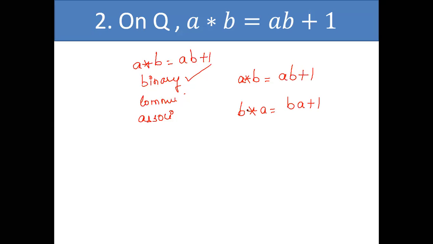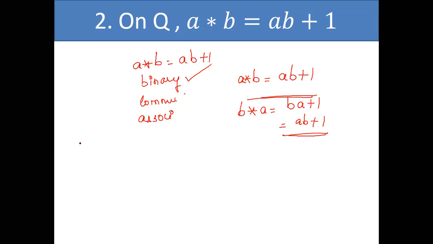Just you can see there is a replacement. That's it. So b star a is ba plus 1. So I can write ba as ab as well. Correct? Because rational numbers satisfy the commutative property of multiplication. So it is ab plus 1. So whether a star b is equal to b star a, yes, they are equal. So this particular operation satisfies commutativity.